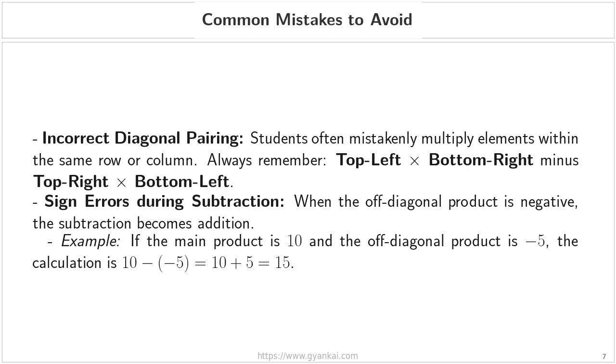For example, if your main diagonal product is 10 and your off-diagonal product is negative 5, your calculation becomes 10 minus negative 5, which simplifies to 10 plus 5, giving you a final result of 15. Always keep a close eye on those double negatives.